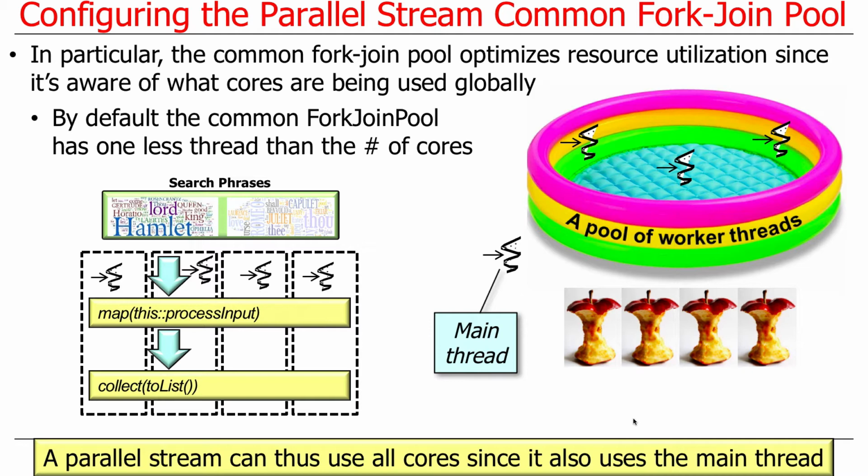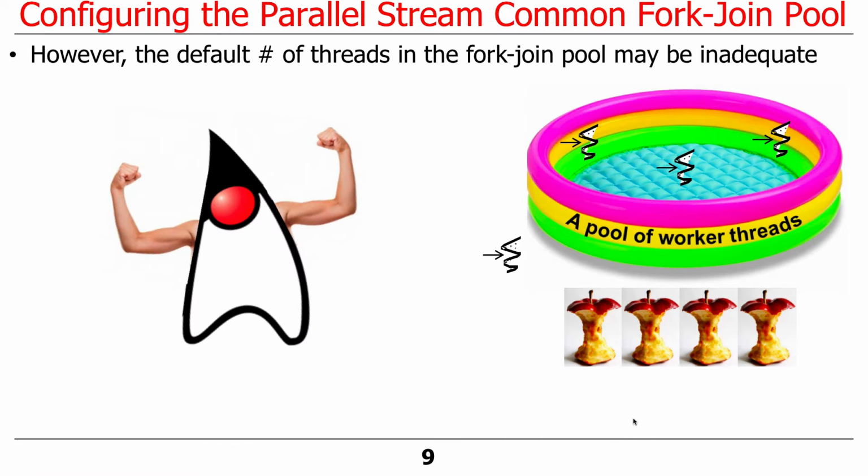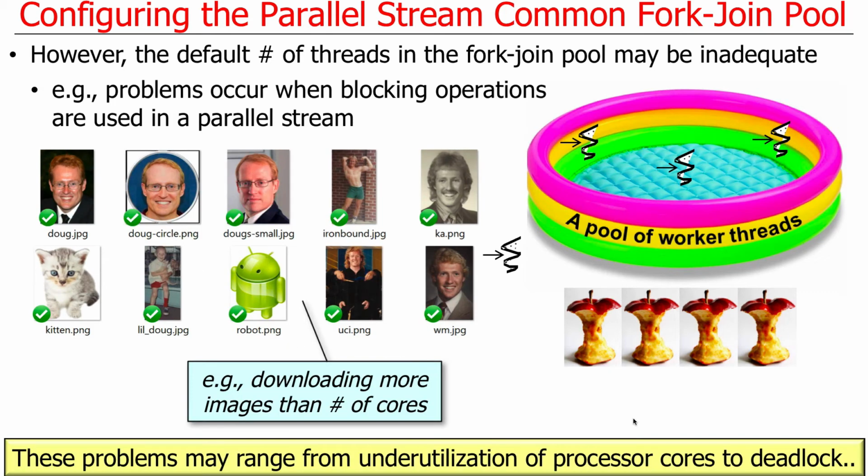So what that's saying is it's trying to optimize things on your behalf to be smart. However, that's not always the right number, right? 8 or 7 or whatever isn't always the right number of threads to use in a fork join pool. So let's take a look at an example.